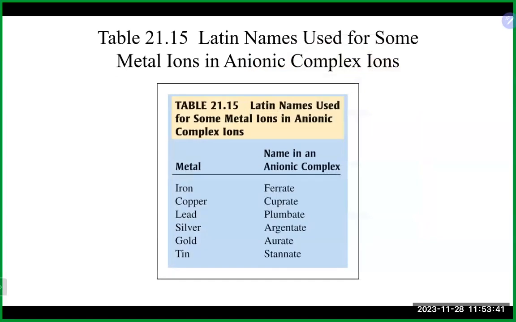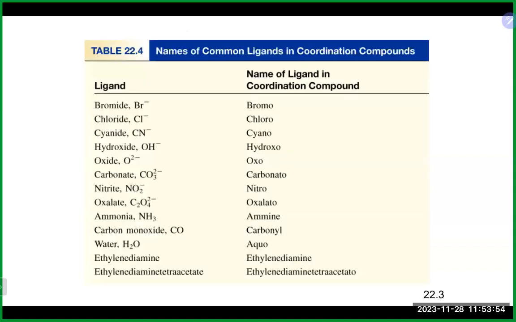Here are some of those old school names that you would use if the complex ion is negative. So ferrate, cuprate, plumbate, argentate, aurate, and stannate for tin. Here are some of the other ones. You've got hydroxo, you've got carbonato, a little oxalato.